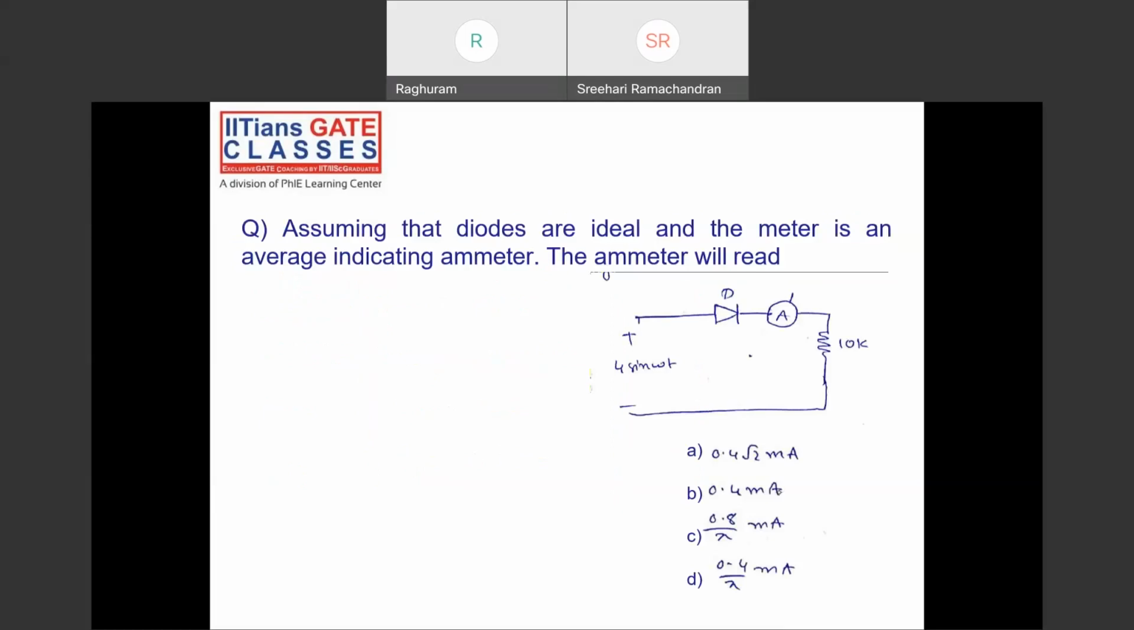Try to do this, assuming that the diodes are ideal, and the meter is an average indicating ammeter. The ammeter will read. It's an easy question. Try to do this. A, B, C, D.